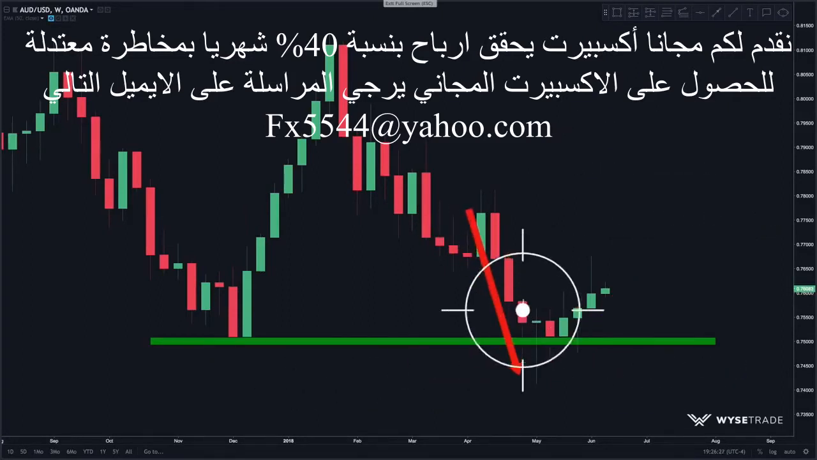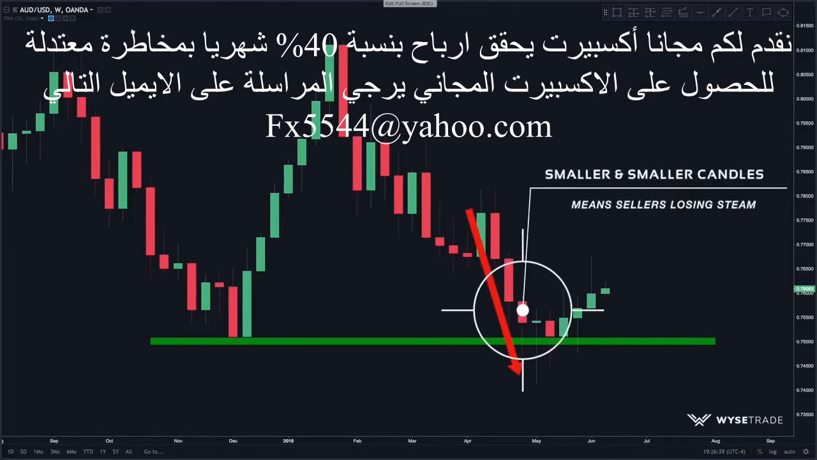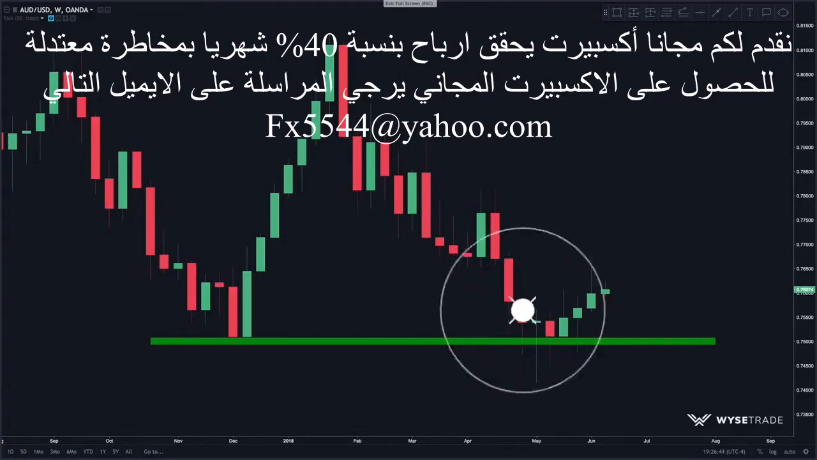So when approaching support, what these smaller and smaller candles show is that the sellers and people shorting the market are losing steam, meaning some sellers might be taking profit as they notice this level of support, which causes these smaller candles. So let's jump to another example.